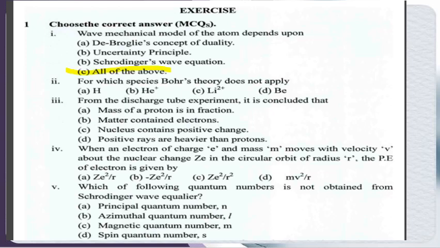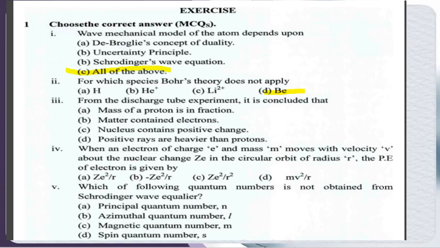For which species Bohr's theory does not apply? It is not going to apply on the multi-electronic systems, which is beryllium. All the other three are the monoelectronic systems.